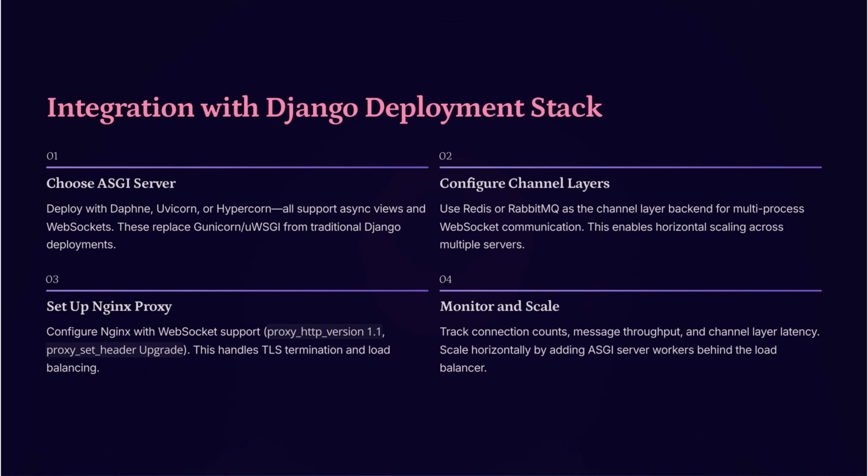Deploy Django with an ASGI server like Daphne, Uvicorn, or Hypercorn for async views and WebSockets. Use Redis or RabbitMQ for channel layers to enable horizontal scaling. Configure Nginx for WebSocket support, handling TLS termination and load balancing. Monitor connection counts and latency, scaling horizontally by adding ASGI server workers.